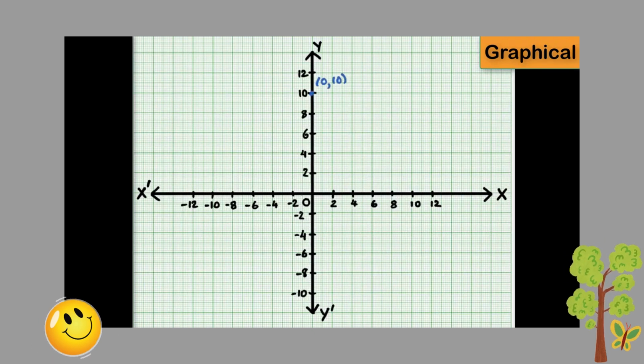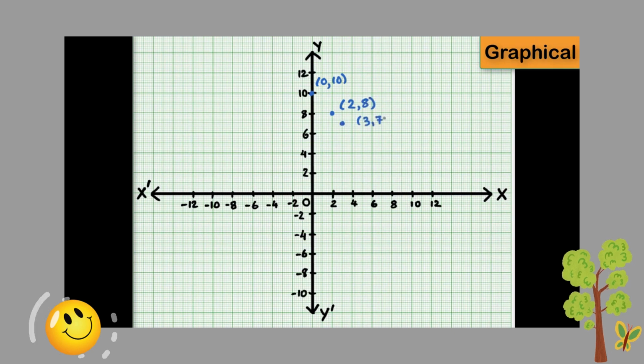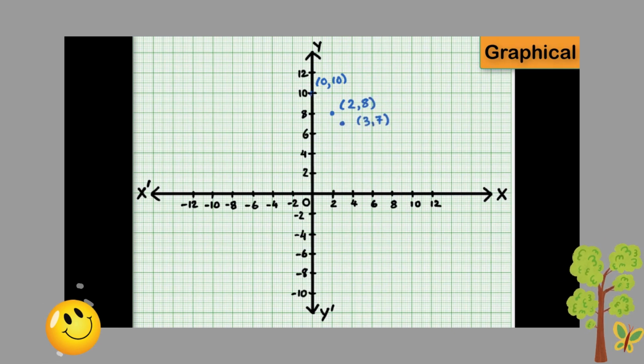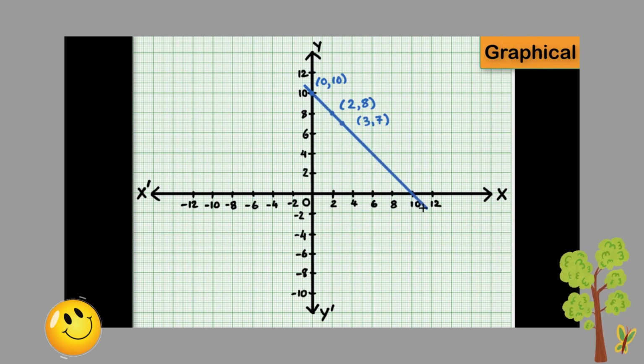Let's plot our 3 points on the graph paper. Join and extend the line both ways. So here we have the graph of the equation x plus y equal to 10 as a straight line. And as you can see, it's passing through all the 3 points. Now label the equation x plus y equal to 10.